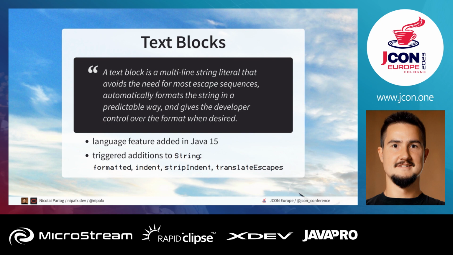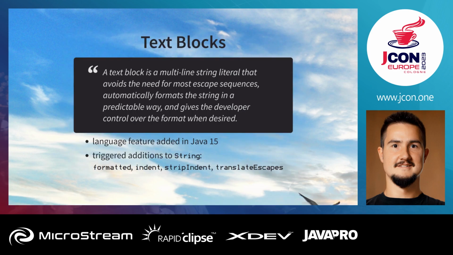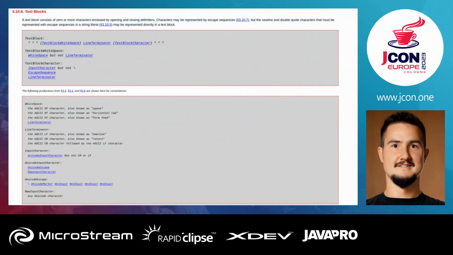And a text block is a multi-line string literal that avoids the need for most escape sequences, automatically formats the string in a predictable way, and gives the developer control over the format when desired. It was not only a language change, there were also a few changes in APIs. And this is what makes up at least part of a feature.